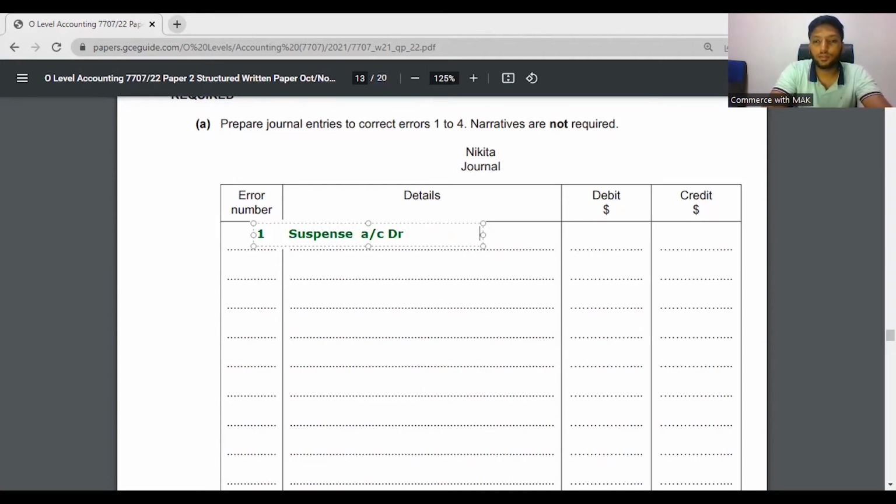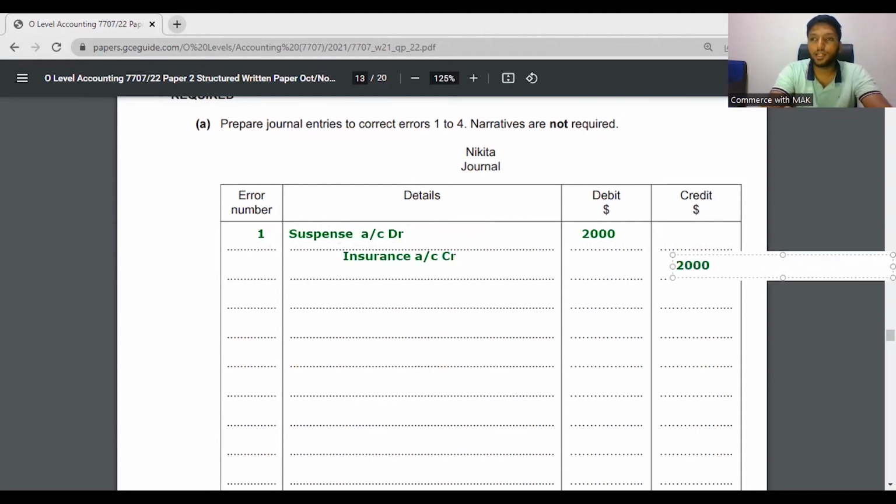So right here, 2000 on the debit side. Then what account is credit? Insurance account is credit. So I'll write here on the credit side 2000. That is easy for you to understand this type of accounts. Then we move on to the second part of the error.